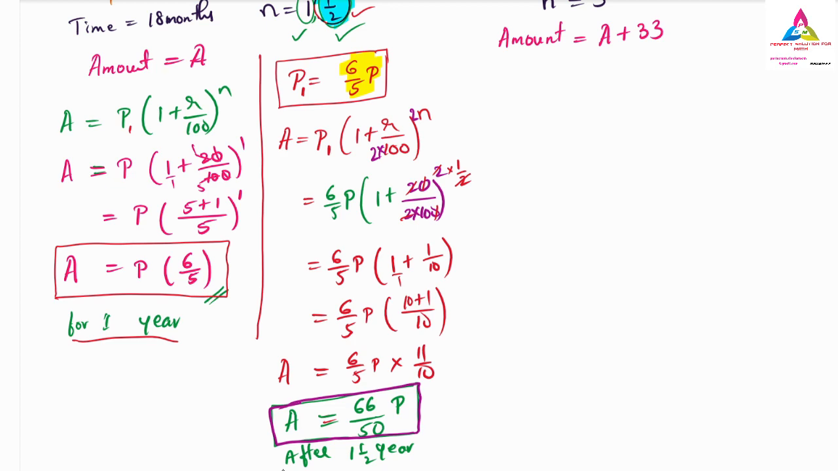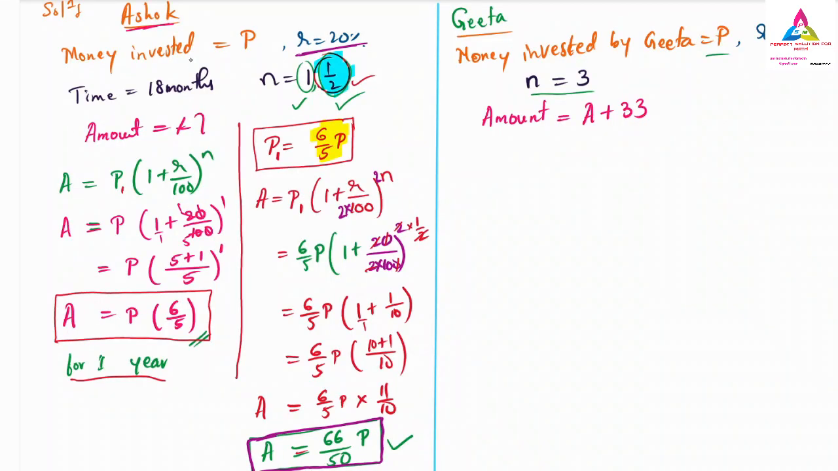Okay, now coming to the Gita, and here the money invested by the Gita is similar to the Ashok, that is P, we don't know, so I have taken P, and rate of interest is 20% annual for 3 years. So I have found the final that 3. What does this 3 mean? The meaning of that 3 is this: the annual actually is 3 by 2, because it is for 1.5 years. 1.5 year is nothing but 2 1s are 2, 1 2 1 3, so it is 3 by 2.